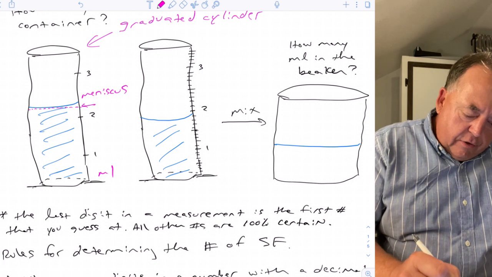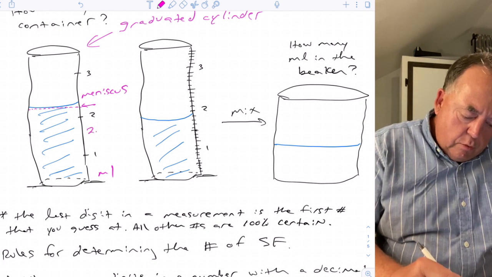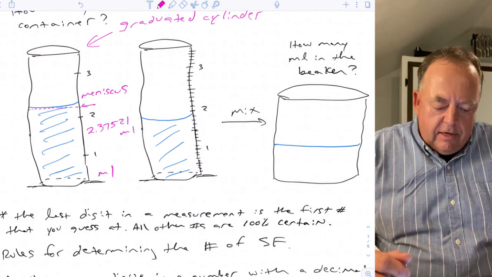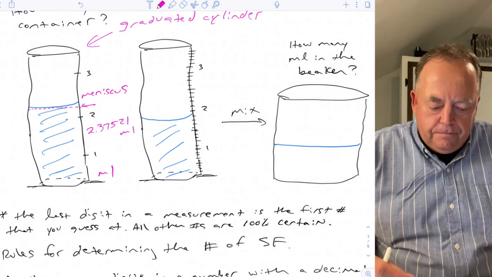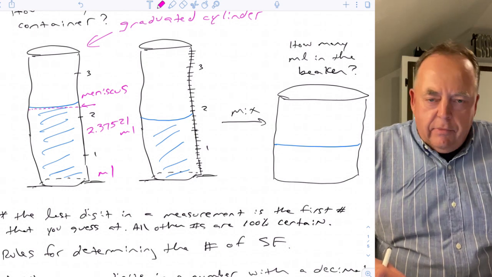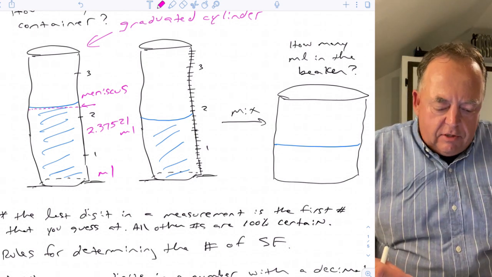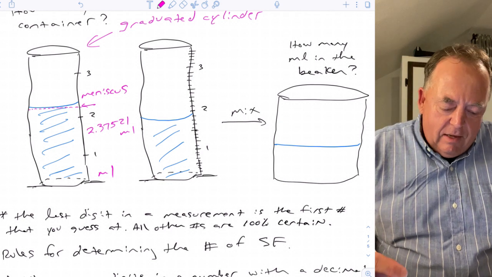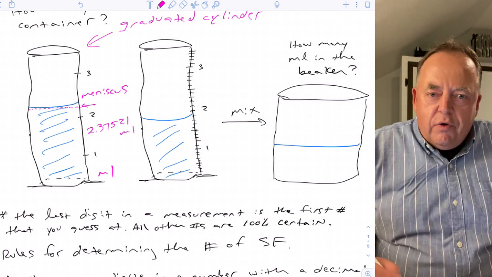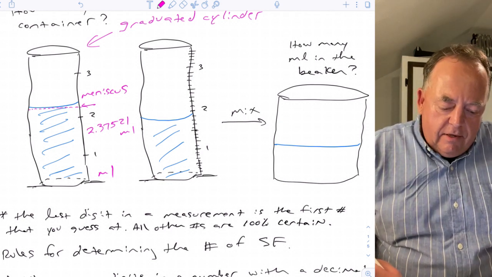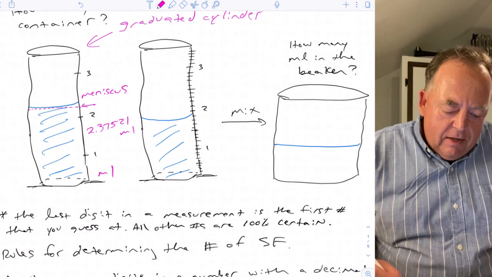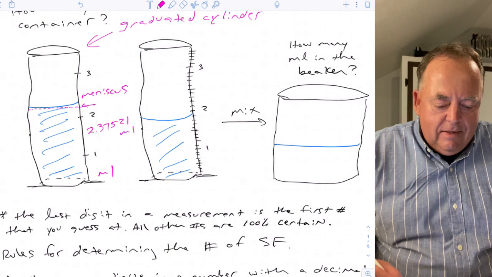Okay, so if I tell you there is 2.37521 milliliters in that flask, how many of you would agree with me? Well, I'm the instructor, so you have to agree with me, right? Because I'm always right. So hopefully you don't agree with me, because that could not possibly be right. I could not possibly know the milliliters to 5 decimal places, right?